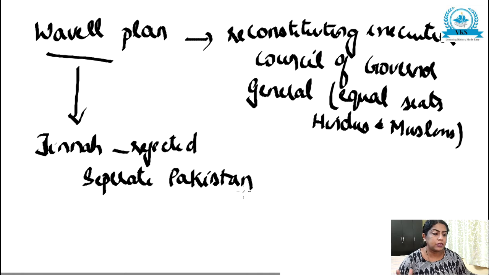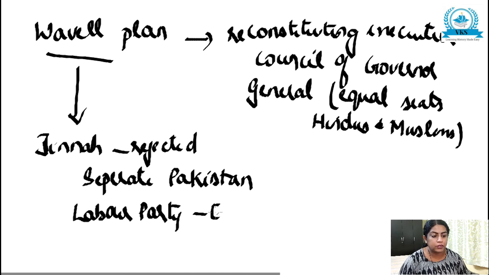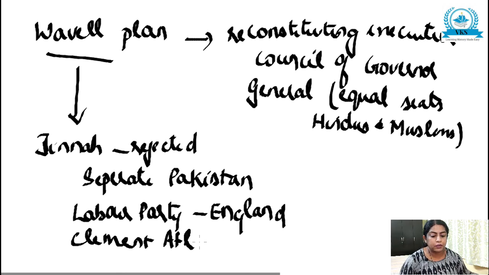for a separate Pakistan. And during this time in England, what was happening? The Labour Party came to power in England, and Clement Attlee became the Prime Minister. So when Jinnah rejected the Wavell Plan and asked for a separate Pakistan, at that time in England, the Labour Party came to power and Clement Attlee became the Prime Minister.